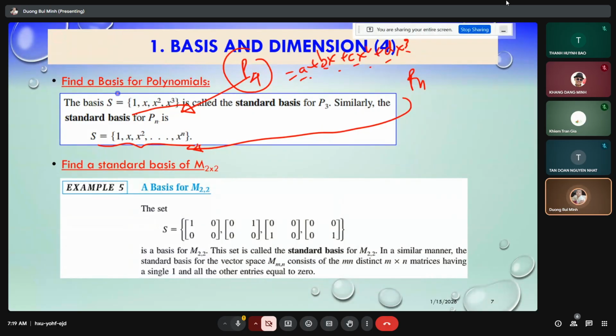And similarly we have the standard basis of the matrix vector space of 2 rows and 2 columns. So we have 1 0 0 0, the other will be 0 1 0 0, the other will be 0 0 1 0, the other will be 0 0 0 1. So this is the standard basis of the matrix space.